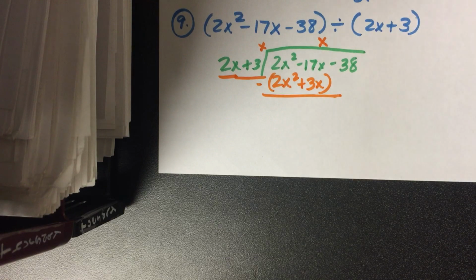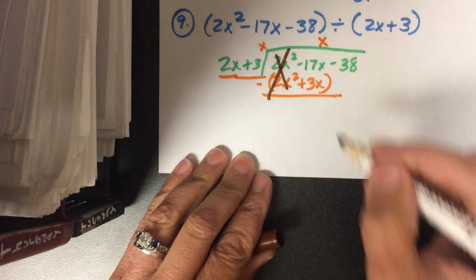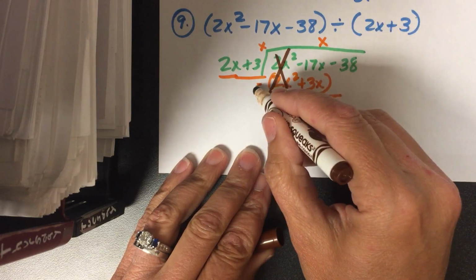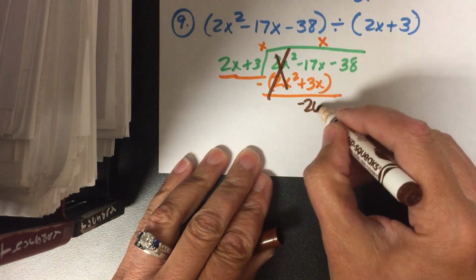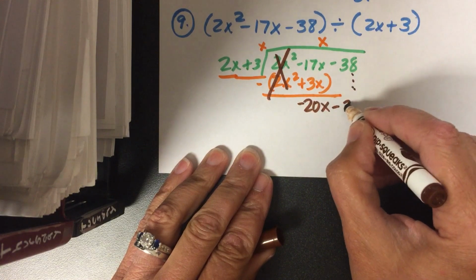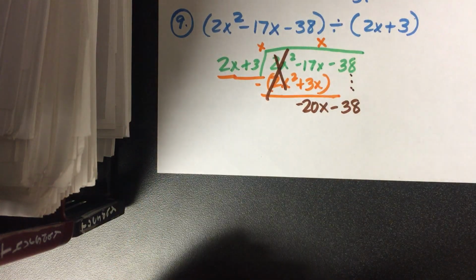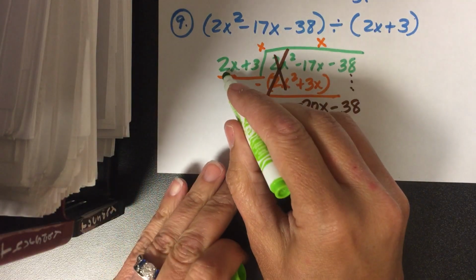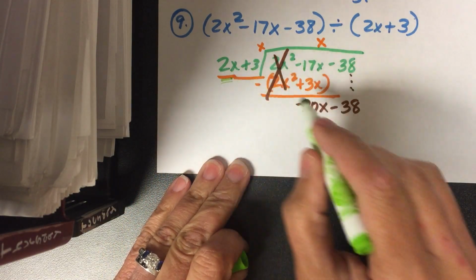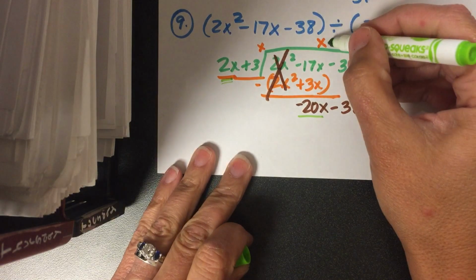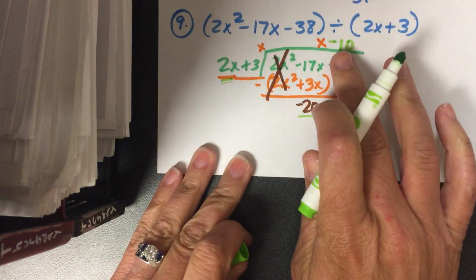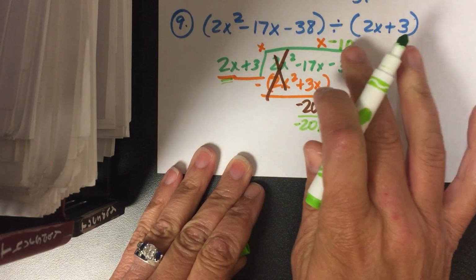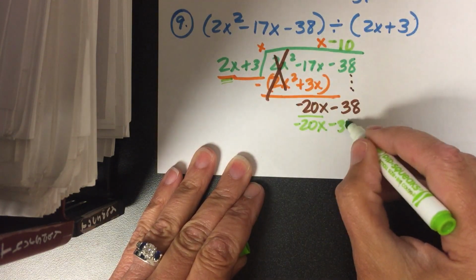So my next step is going to be cancel out the 2x squareds. And then I've got negative 17x minus positive 3x. That'll give me negative 20x. And I bring down the negative 38. After I've done this, I want to see how many times 2x goes into negative 20x. And that's going to be negative 10 times. I have to multiply 2x times negative 10 to get negative 20x. Negative 10 times 3 is negative 30.